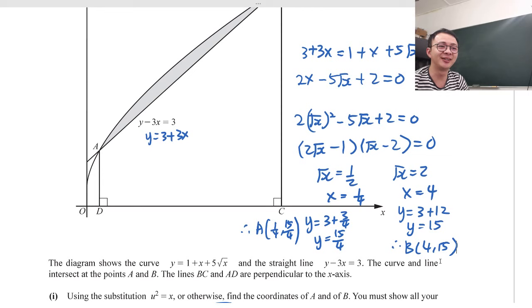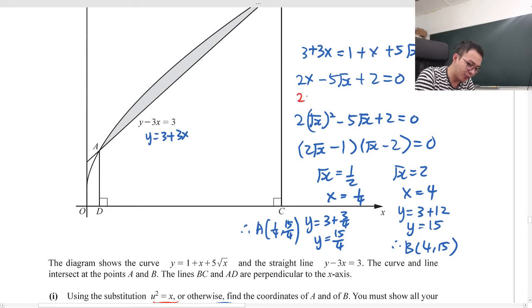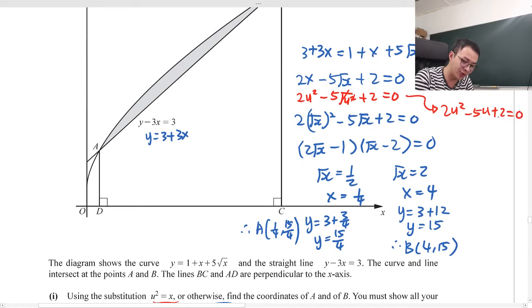For some students who cannot understand my factorization, I will recommend you use the substitution u squared equals x. So if u squared equals x here, it becomes 2u squared minus 5 square root u squared plus 2 equals 0. Here the square root and square cancel, giving 2u squared minus 5u plus 2 equals 0. Then you factorize this.